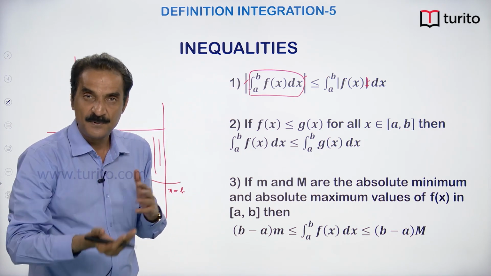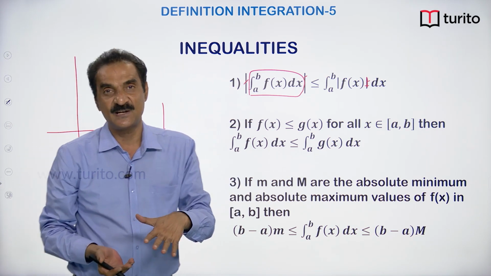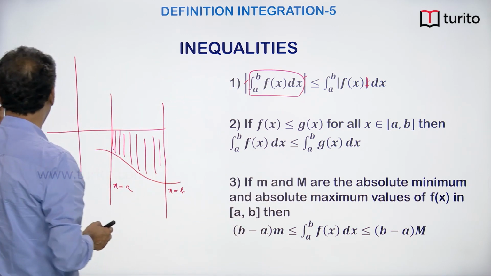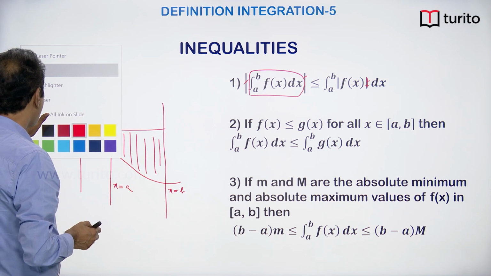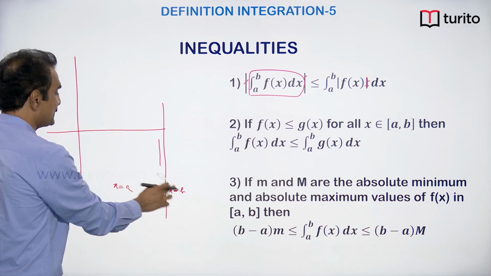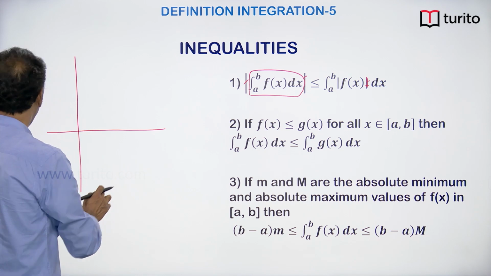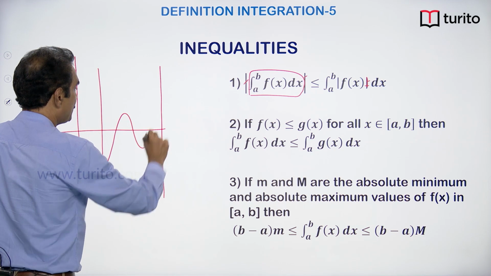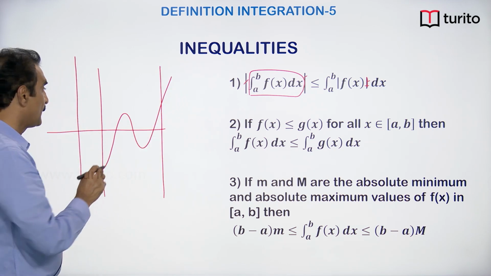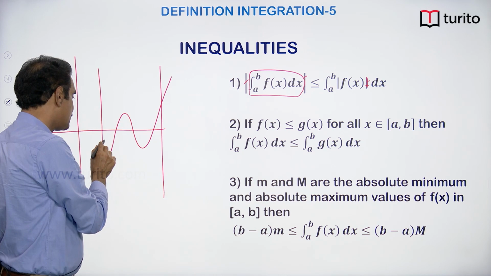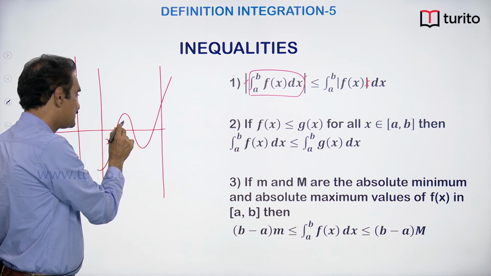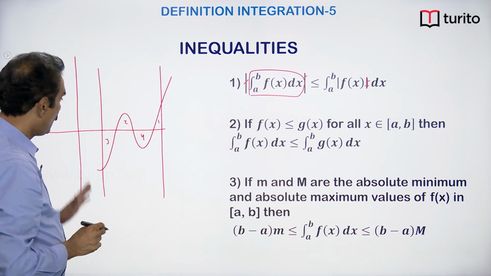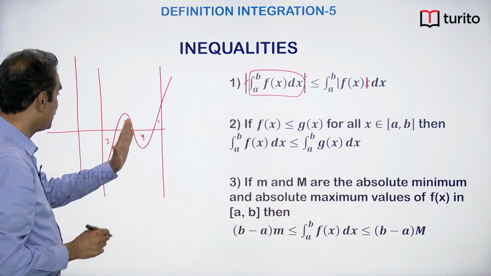When the curve is completely above the x-axis or completely below the x-axis, LHS and RHS are equal. But when the curve is some part above the x-axis, some part below the x-axis in the interval a to b, suppose the graph is like this. In this case, if you take LHS, so for example this is 3, this is 2, this is 4, this is 1. What will be the definite integral from a to b?